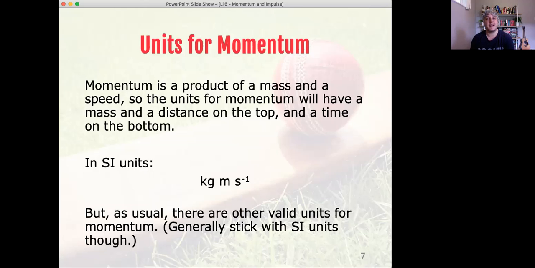As usual, there are other valid units, but we'll generally stick with SI units just because we're going to deal with forces and momentums and energies, and keeping everything SI is the way to go.